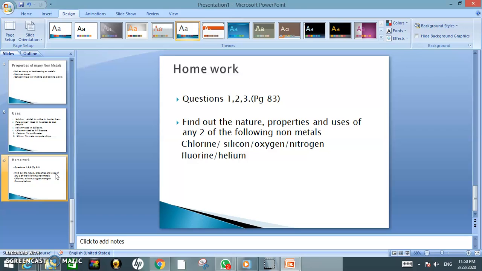Now, as I have told you before, all these slides that you are seeing now, I want you to copy down these points in your notebook along with the date, because I'm noting the date, and once we are back to school, I will check it.